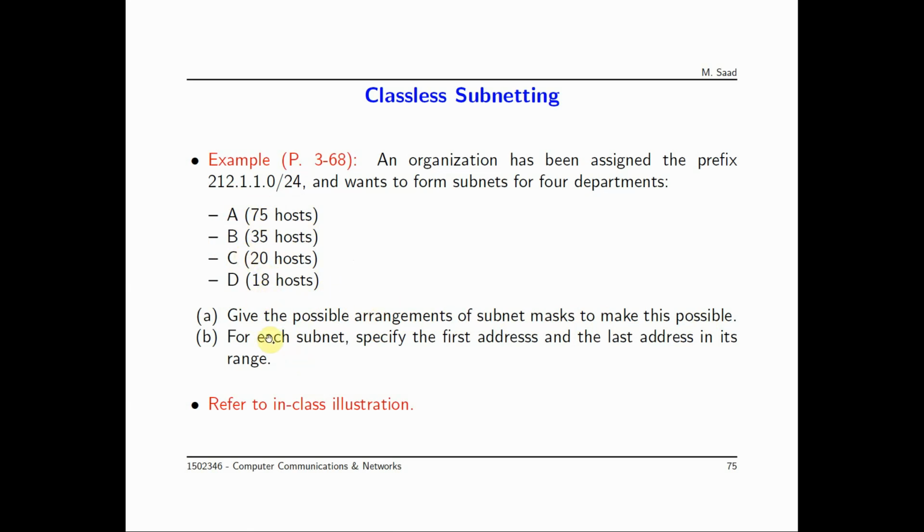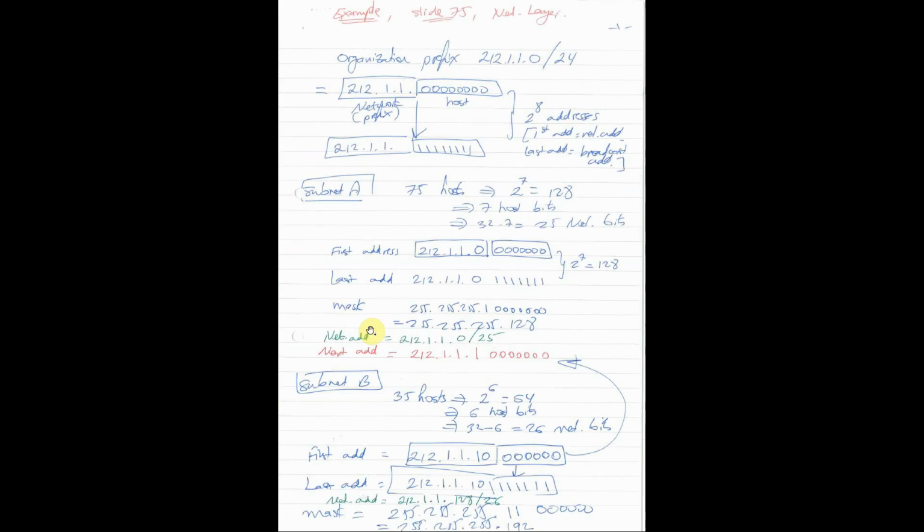And for each one of the subnets, A, B, C, and D respectively, we need to specify the first address in the range and the last address in the range. So for subnet A, what is the first address that can be used by this subnet, and what is the last address that can be used by the subnet, and the same for the other subnets as well. So let me look at the solution here so that you learn what we should be doing step by step.